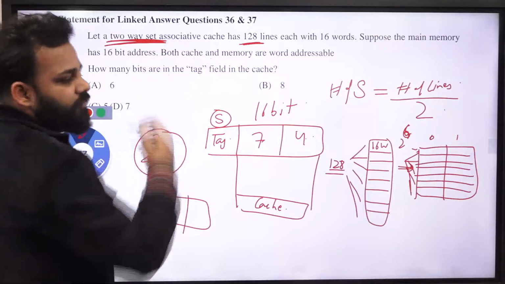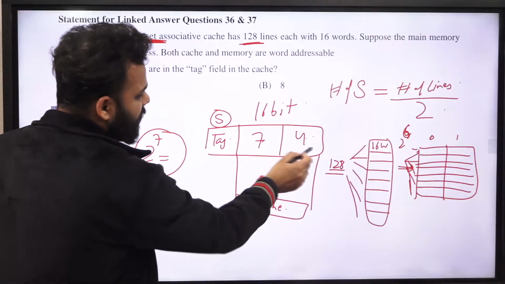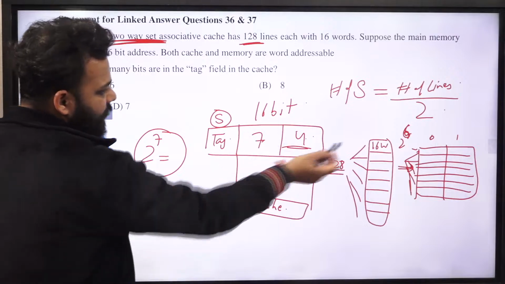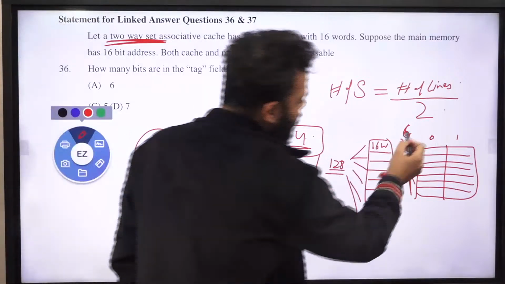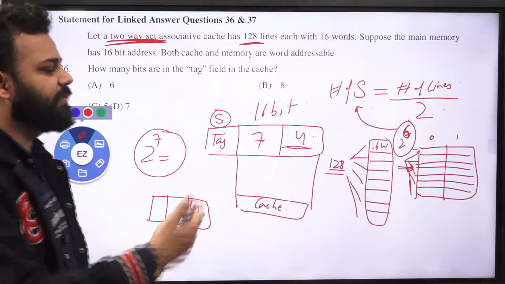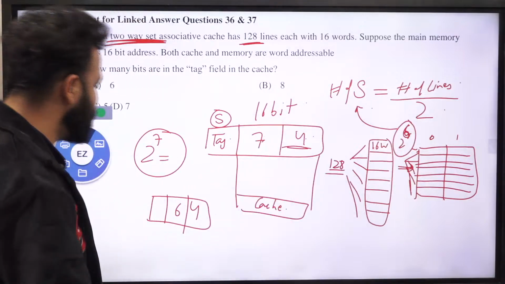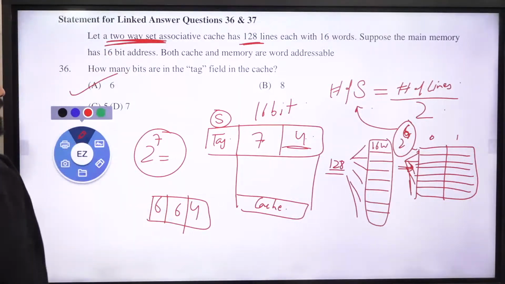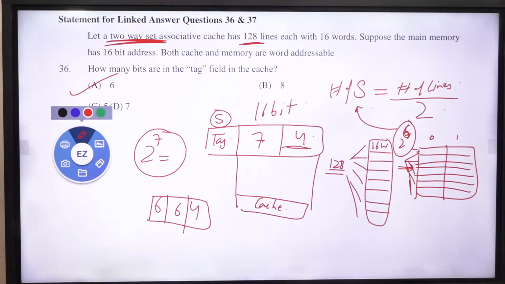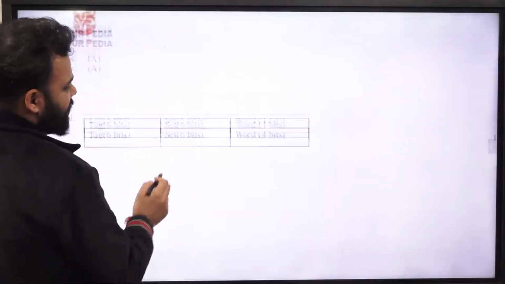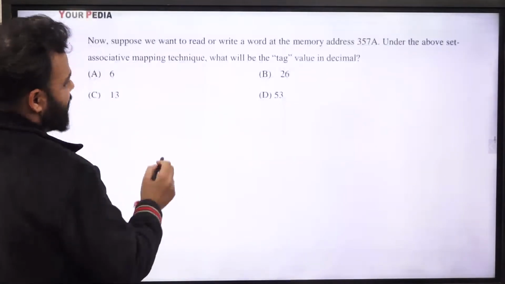For two-way set associative, 4 bits will be for the word, similarly as before. Then 6 bits for the set, because the number of sets is 2 raised to power 6, so the set offset will be log of 2 raised to power 6, which is 6 bits. And the tag will be 6 bits. Option A will be our correct answer. So 6 bits for tag, and a total of 16 bits in the memory.